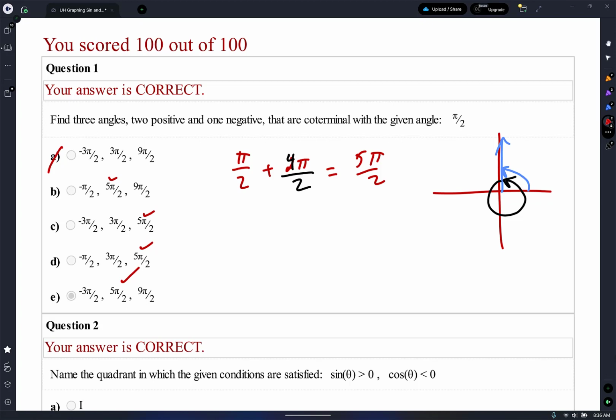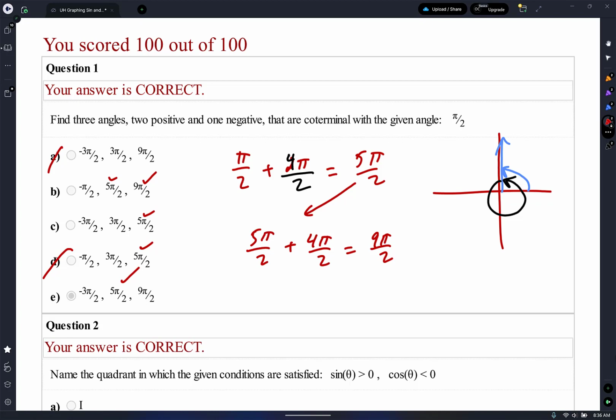Next, I take the 5 pi over 2, and I'm going to go another revolution. So I'm going to add 4 pi over 2. So 5 pi plus 4 pi, keep the denominator, so 9 pi over 2. And so let's see, it's between B and E.